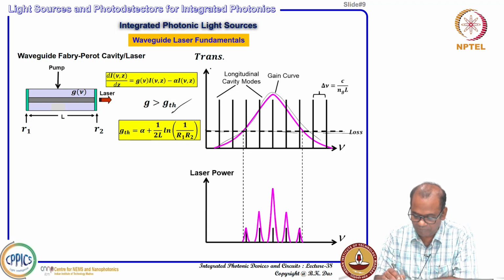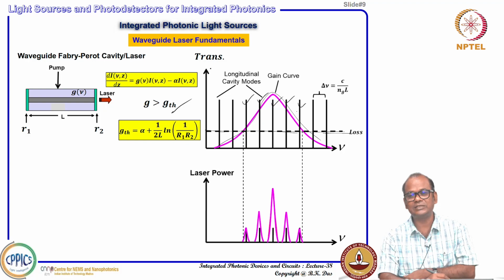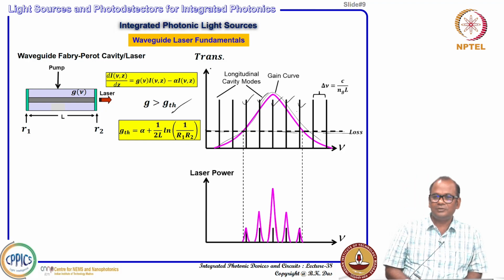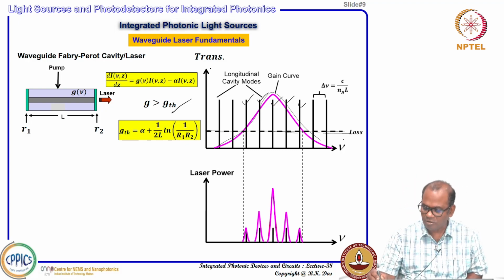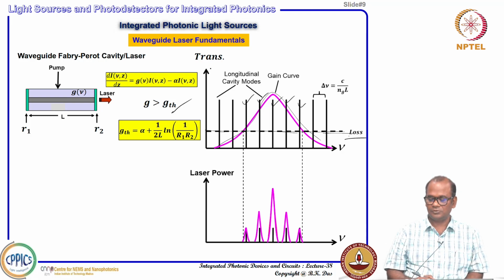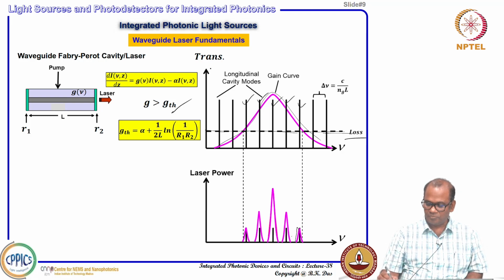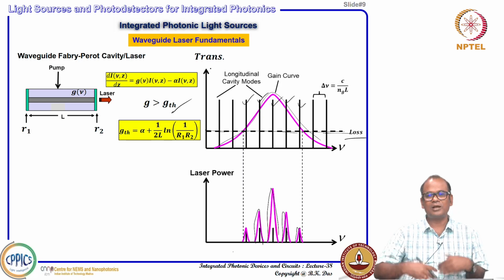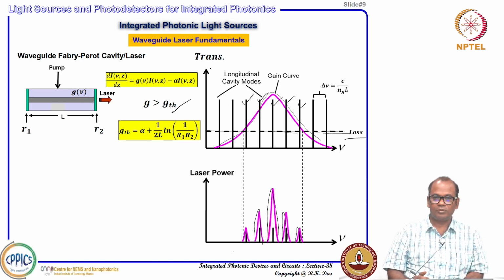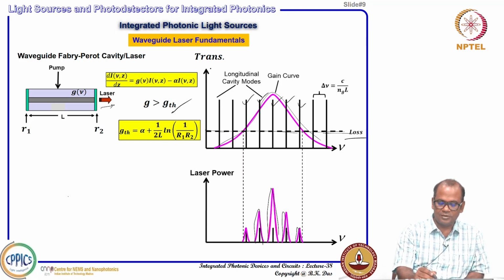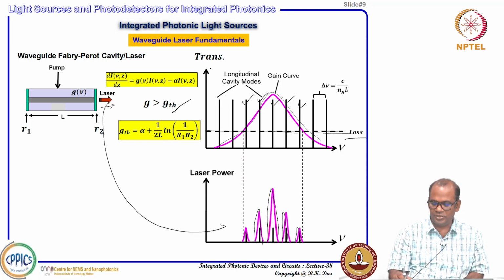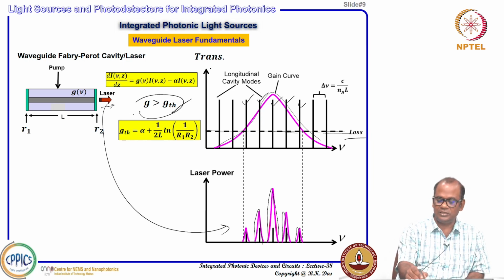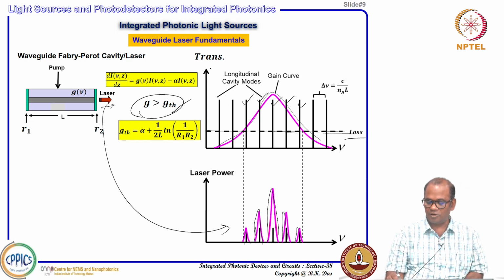Then what we see is that these five frequencies see gain which is actually overcoming the loss, meaning those five frequencies will see gain and overcome the loss of the cavity, and that can come out as a laser. So, if you see the spectrum of the laser when G is greater than G threshold, you will see all these longitudinal modes.